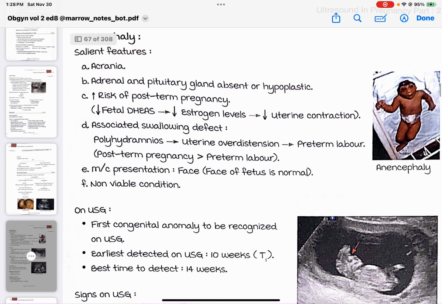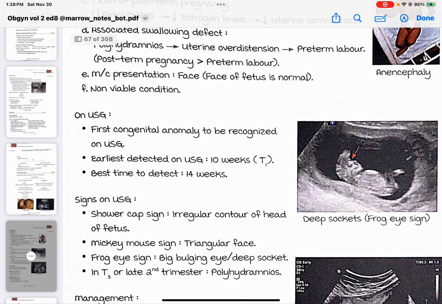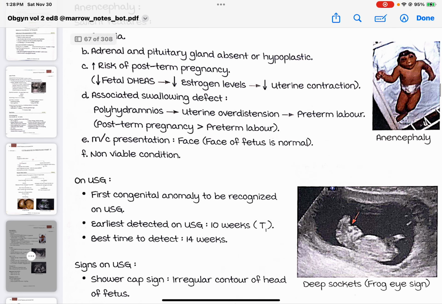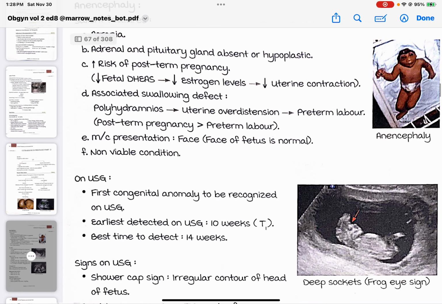Non-viable condition, anencephaly. On ultrasound, first congenital anomaly to be recognized on ultrasound. Earliest detection on ultrasound 10 weeks, trimester 1. Best time to detect is 12 weeks, and we are talking about anencephaly.